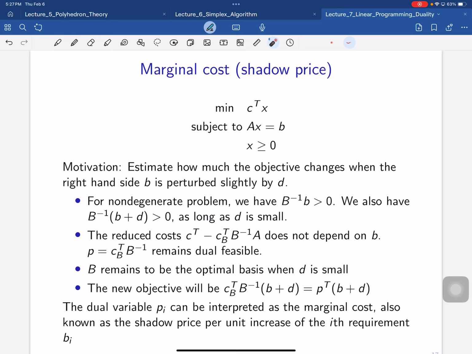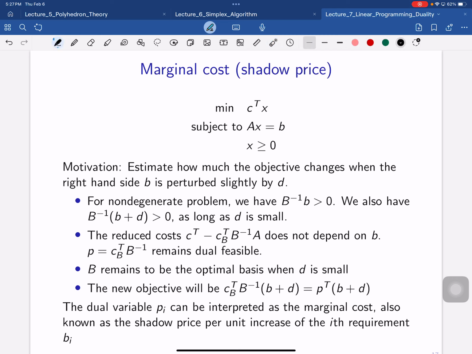Oh, so this term is the dual objective. First of all, do you buy that the same dual variable remains dual feasible? Because it doesn't depend on b. And the same basis remains primal feasible if the solution is non-degenerate. And then by the strong duality proof we showed you before, we have the dual still being the dual optimal solution.